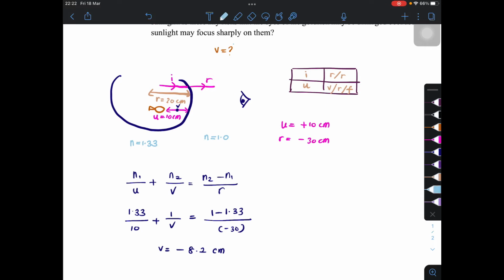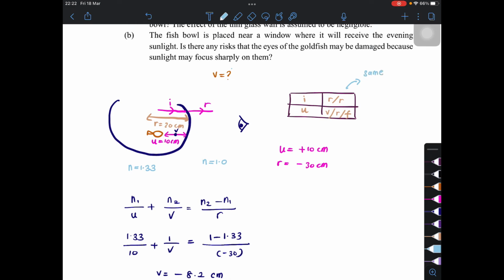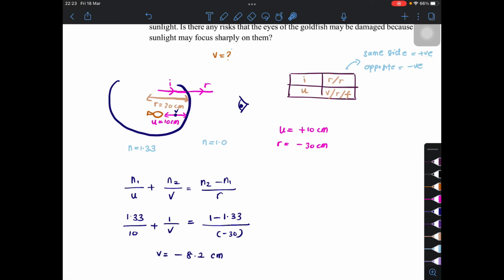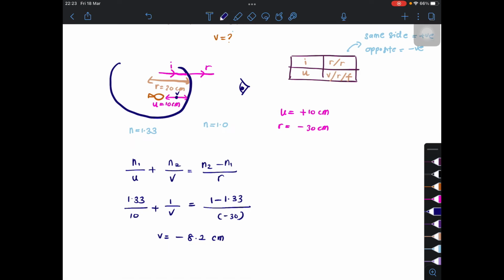Because untuk kita gunakan jadual ni kan, kita cakap kalau same side dia adalah positif, opposite dia adalah negatif, right? So V dia kena compare dengan refracted, right? So kalau dia same side dia adalah positif, but now kita punya V ni adalah negatif, maksudnya dia opposite side. So the V is here, image of, obviously lah image tu akan nampak dekat dalam ball lah instead of dekat luar kan. Okay, so this will be the answer for question A.